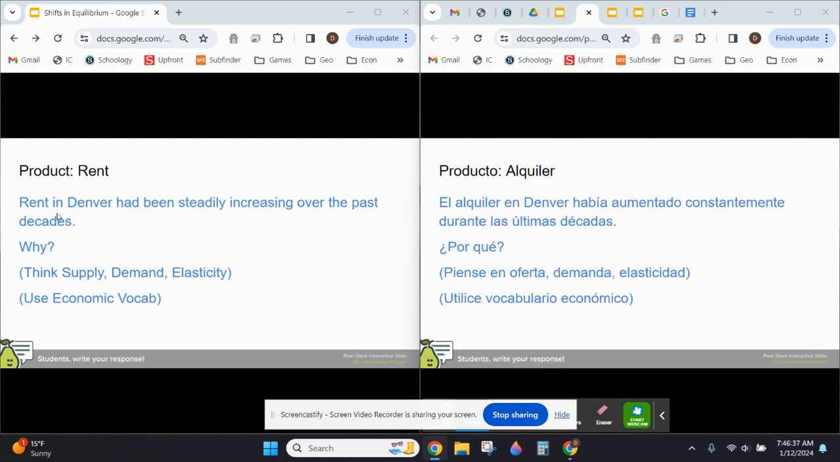Next, I want you to think about rent. Rent in Denver has been increasing for the past few decades. Why do you think that's happening? And explain it like an economist. Use words like supply, demand, elasticity, increase, decrease, whatever it is. Explain why rent is getting more expensive in Denver.